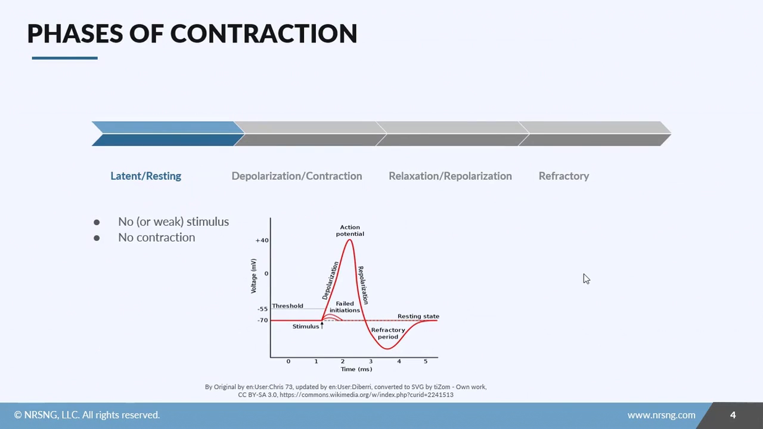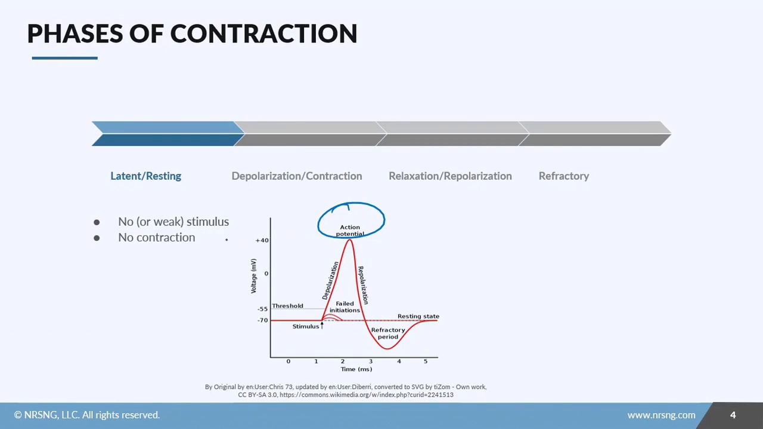Another important thing to think about are the phases of contraction. When we look at the phases of contraction, we also look at the action potential. We have 4 different phases. We've got latent, which is resting. You've got depolarization, and that's where contraction actually happens. You've got relaxation, which is repolarization, and then you've got the refractory period, and we're going to go through each one of these.